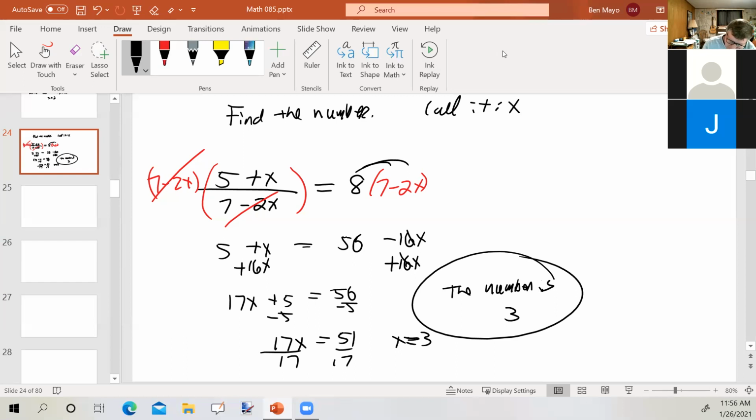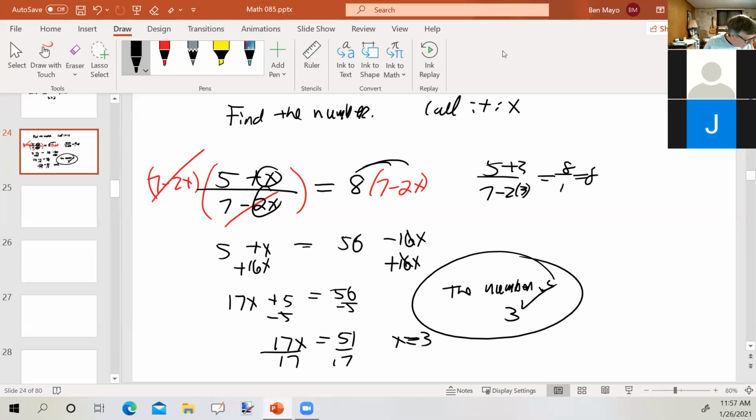Let's check our work. If we put 3 here and here, we'd have 5 plus 3 over 7 minus 2 times 3, which is 8 over 1, which is 8. So it checks. Any question about that?